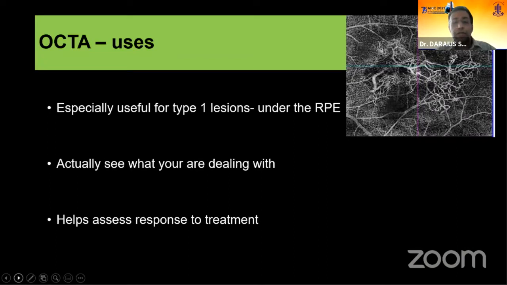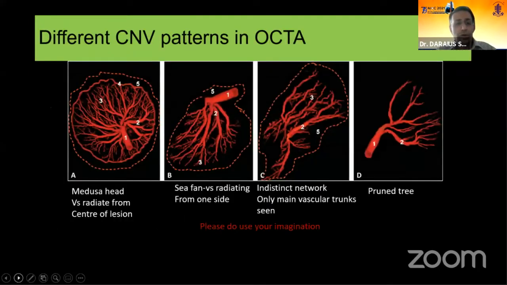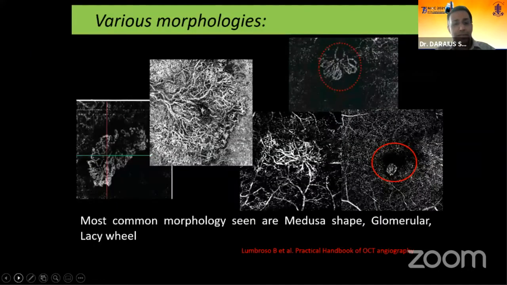It's especially useful for type 1 CNV. You can see how beautifully the type 1 CNVMs are seen on OCTA. You actually see exactly what you're dealing with rather than just a fuzzy hyperfluorescence, and it helps us to assess the response to therapy. So there are a lot of articles. Please use your imagination: there's the Medusa head, sea fan, pruned tree, etc. These are patterns which have been described, and these are some of the commonly seen patterns in patients.